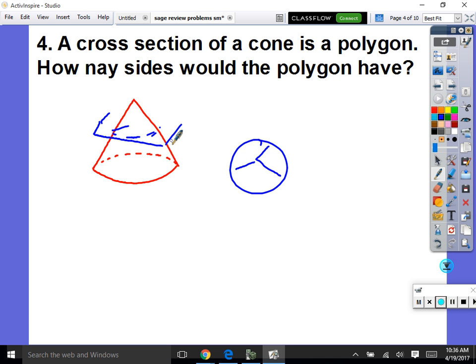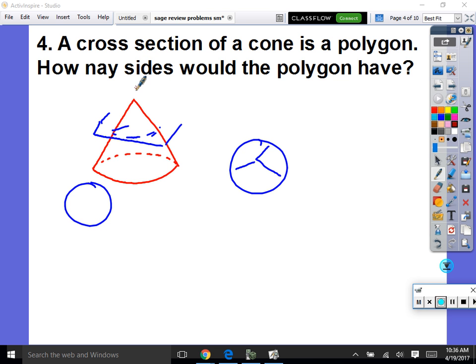So it'd be zero sides. I mean, one side, I guess. Would a circle have just one side? I don't know. Or would it be considered zero sides? I don't know. I'll look it up. Let's look it up on the internet.